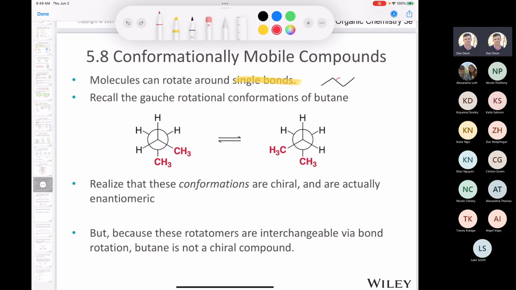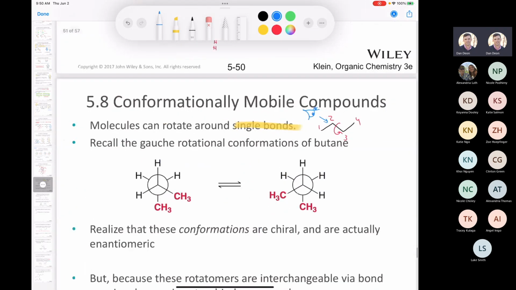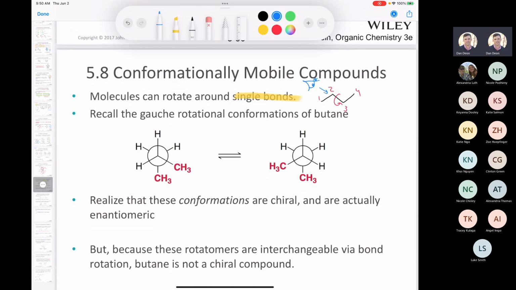You know that you have rotation around the carbon 2-3 bond. So we have 1, 2, 3, 4. We know we have free rotation around a single bond. And we know that if we draw a Newman projection looking down the carbon 2-3 axis, we end up with 2 gauche conformations, where the dihedral angle here, of course, is 60 degrees. But these 2 gauche conformations, they're not superimposable, are they? You see what I'm saying?